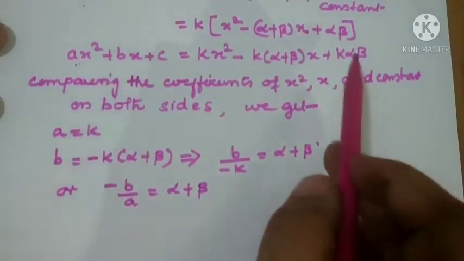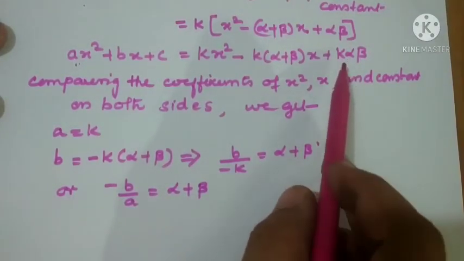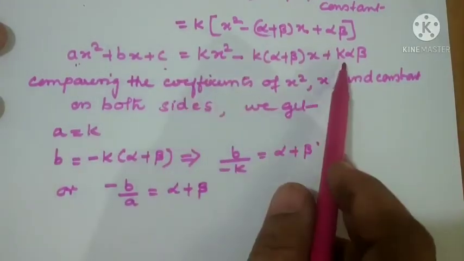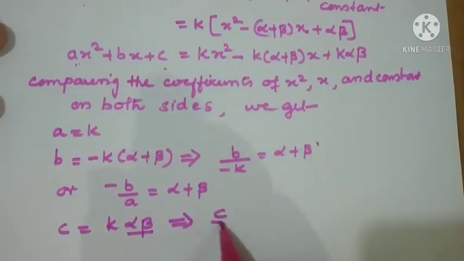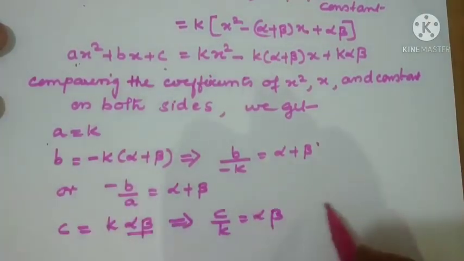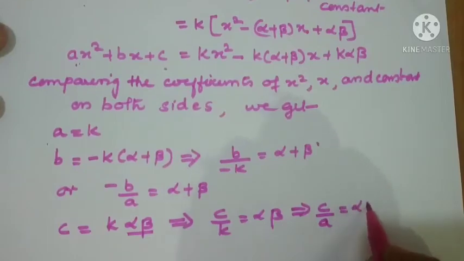Similarly, we are comparing the constant. Tell me what is the constant part? C. It is equal to k alpha beta. C equal to k alpha beta. We want a product. Product means what? Alpha beta only. So C by k equal to alpha beta. What is k value? K is equal to a. So implies C by a equal to alpha beta.